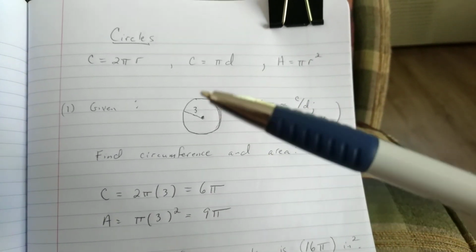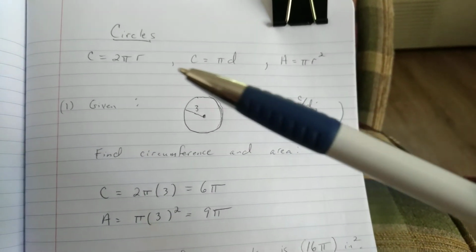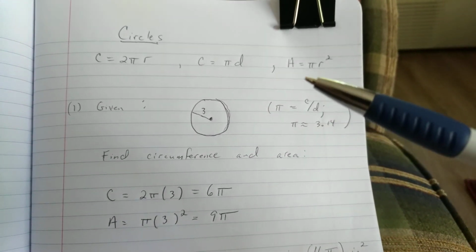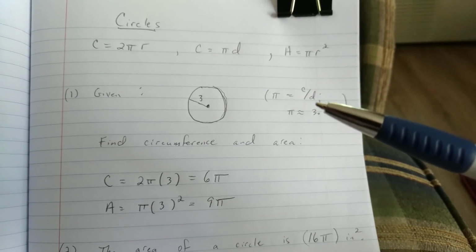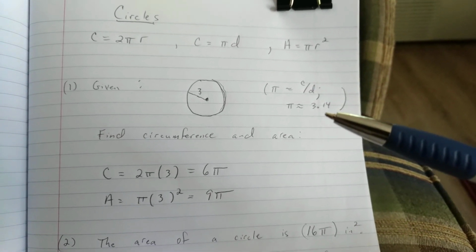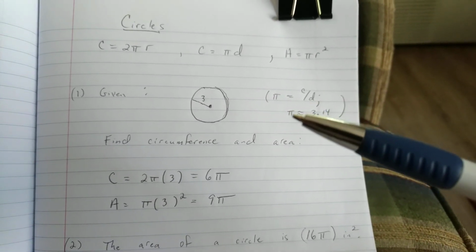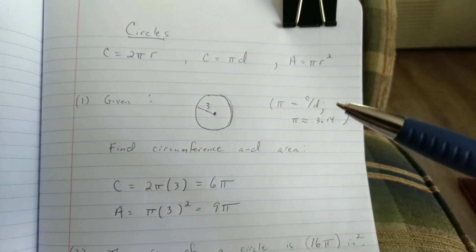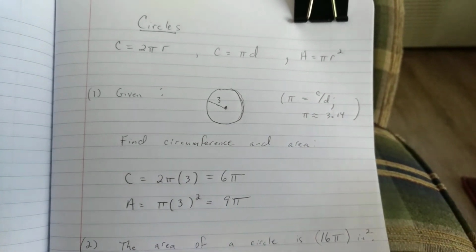Very simple lesson. Circumference of a circle, area of a circle, 2 different formulas for circumference, 1 for area. Don't forget pi is circumference divided by diameter. It's approximated 3.14, but its exact value is simply pi, which is an infinite number of digits behind the decimal that never repeat and never come to an end.